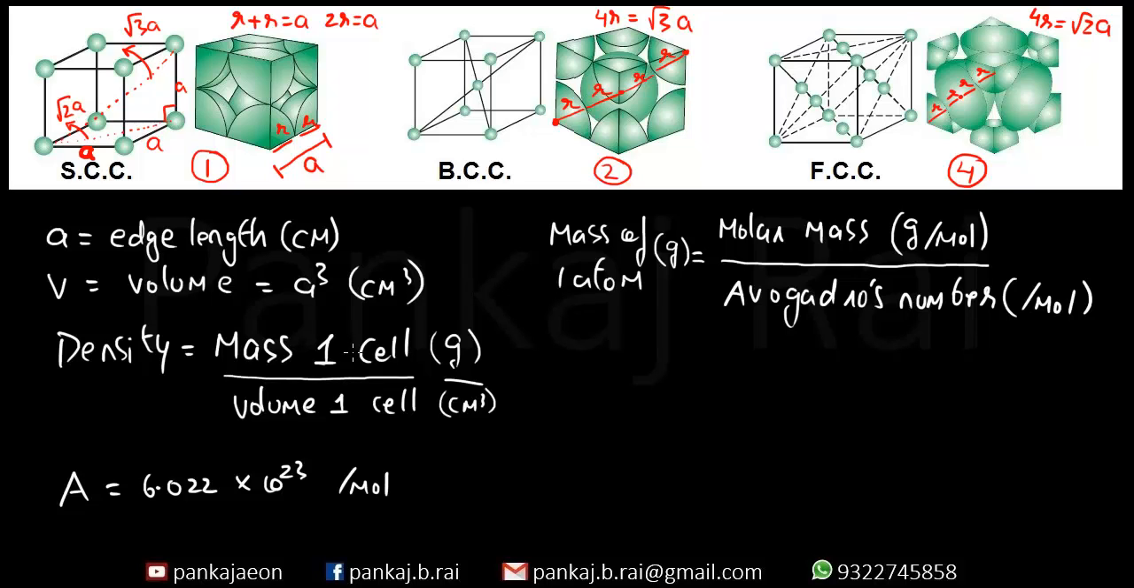So now you're completely clear with all the terms related to the chapter solid state, which will help you to solve any numerical. You would be given edge length, you would be able to find volume, density would be given, or mass of one cell or volume of one cell, which would come from the edge length. Mass of one cell would come from this formula. This is a very important formula. Most problems begin with this formula, that is mass of one atom is molar mass upon Avogadro's number. You should remember Avogadro's number.